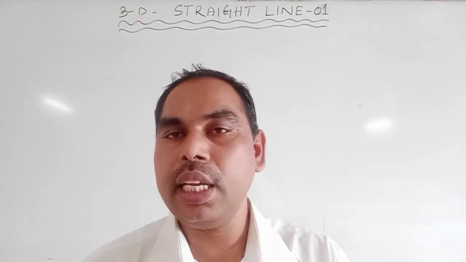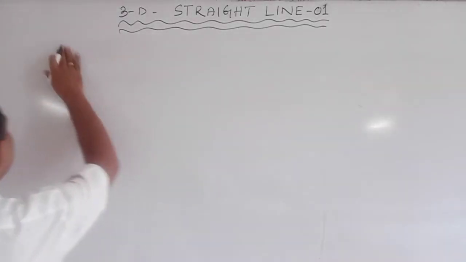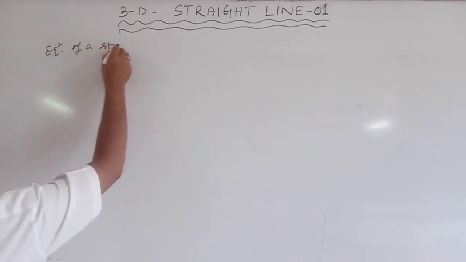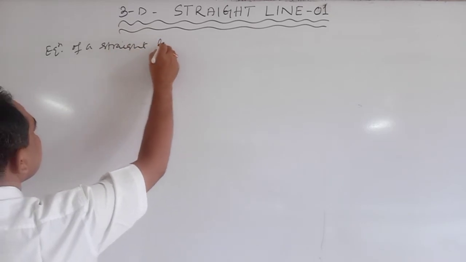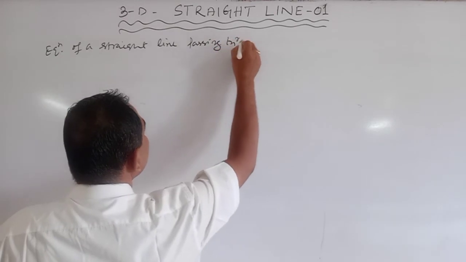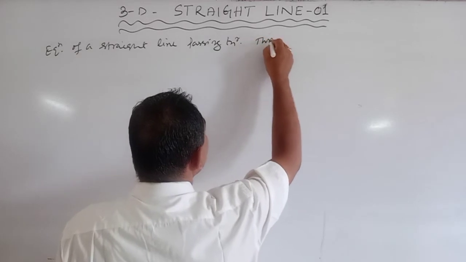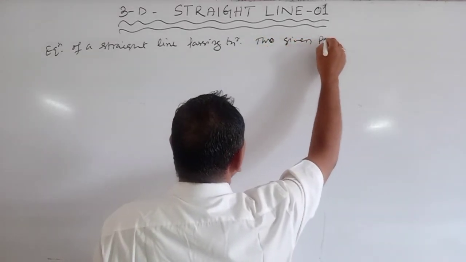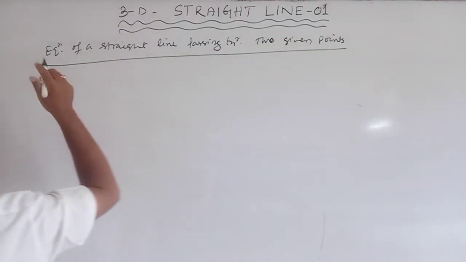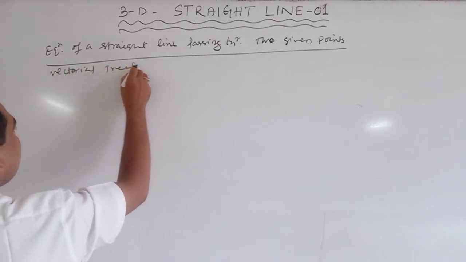Equation of a straight line passing through 2 given points, vectorial treatment.